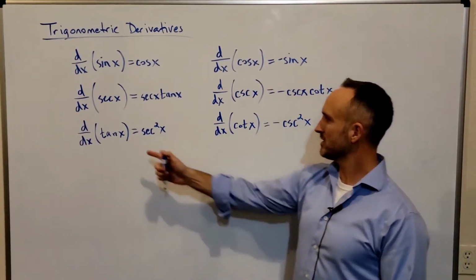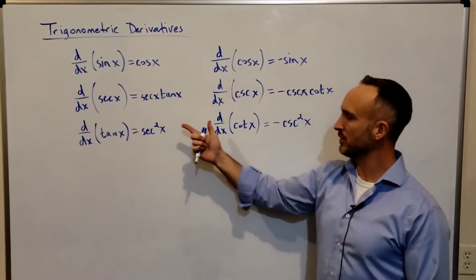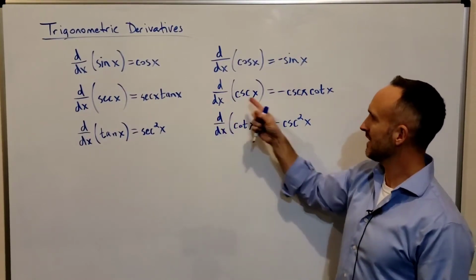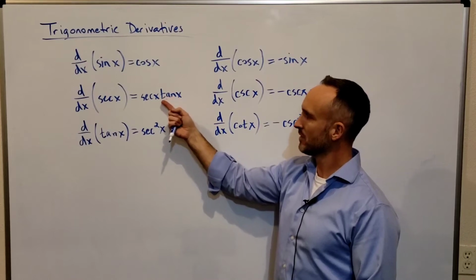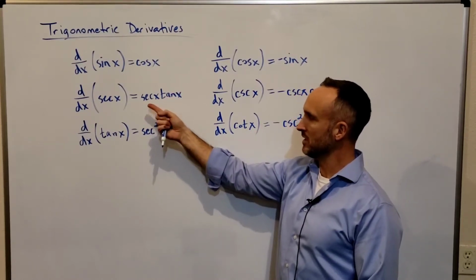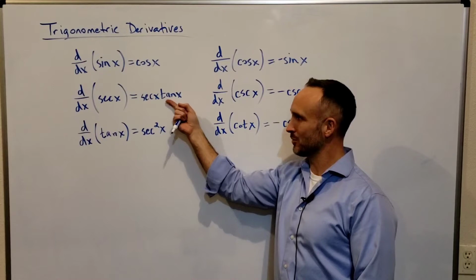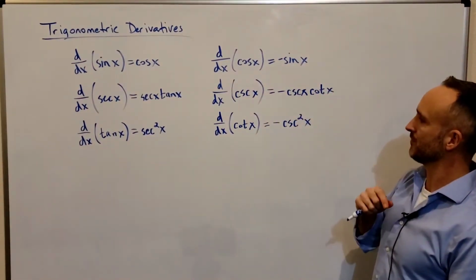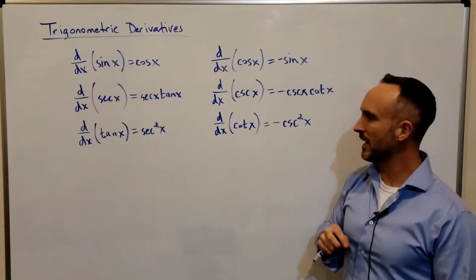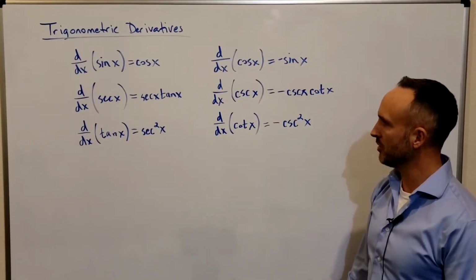And so the tangent and the cotangent function output squares. The secant and the cosecant function output itself times one of the tangents. So secant outputs itself times the non-cotangent, right? Just the regular tangent. While cosecant outputs itself times the cotangent. All right, so you can pick up on the patterns. You can nail these down very quickly. You need to know those derivatives.